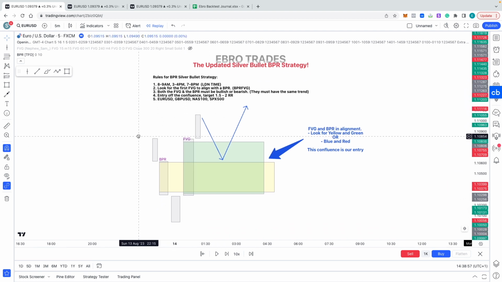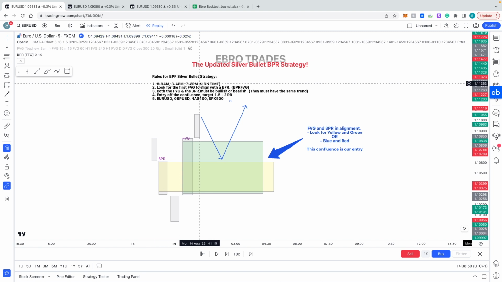So what we're doing is within our time windows, we are looking for the first fair value gap to align with an existing balanced price range region. And we'll call this region the BPR FVG. We're going to get to explaining what this is. Both the fair value gap and the balanced price range must be bullish or bearish. So they both must have the same nature or both must be following the same trend. Again, this is all going to make sense when I show you the examples.